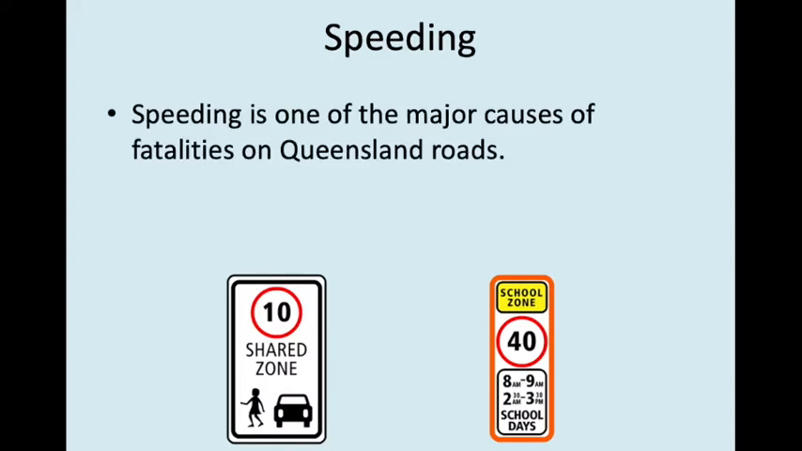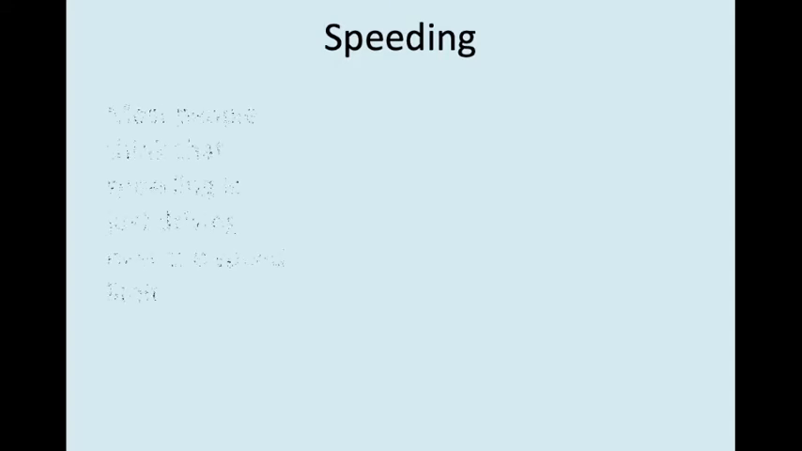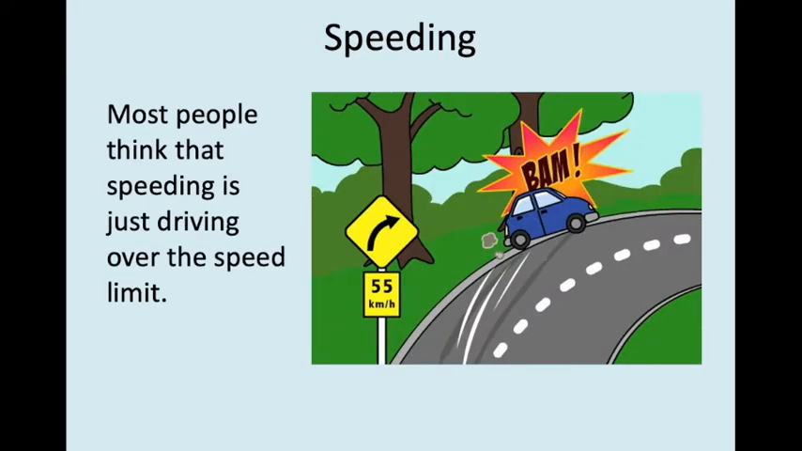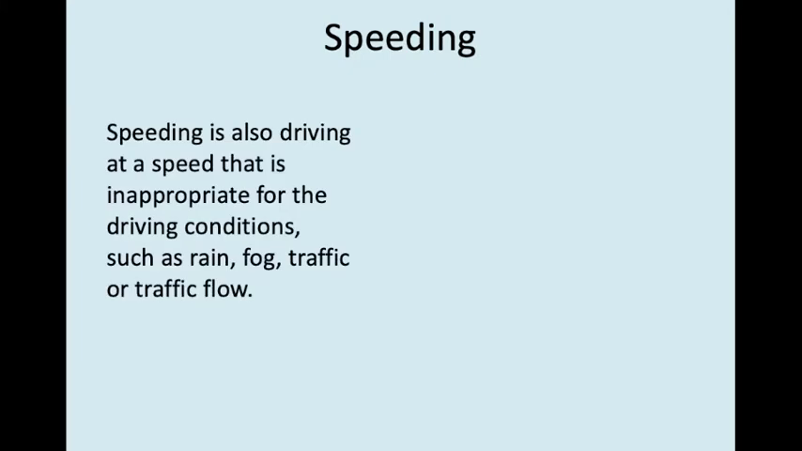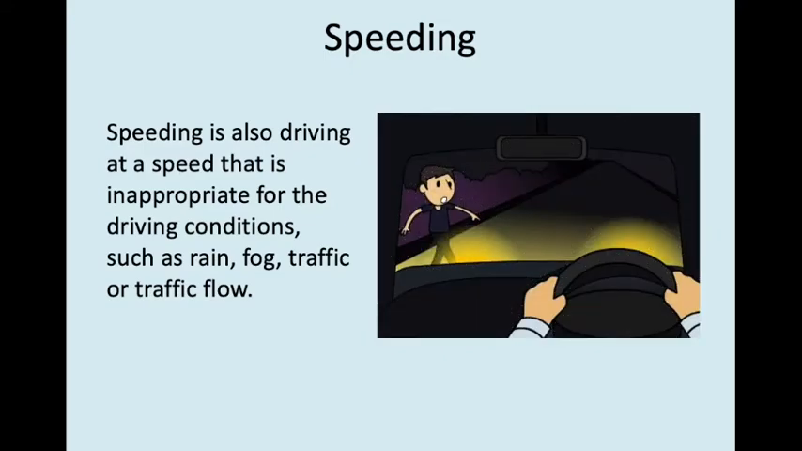Speeding is one of the major causes of fatalities on Queensland roads. Speed limits are set and enforced to save lives and reduce crashes. Most people think that speeding is just driving over the speed limit. Speeding is also driving at a speed that is inappropriate for the driving conditions, such as rain, fog, traffic, or traffic flow.